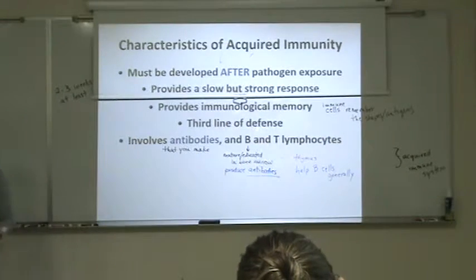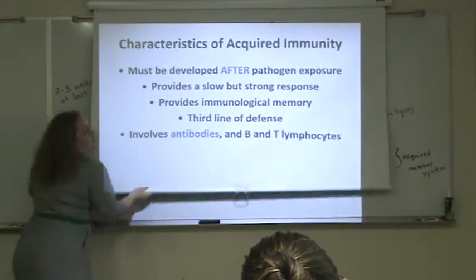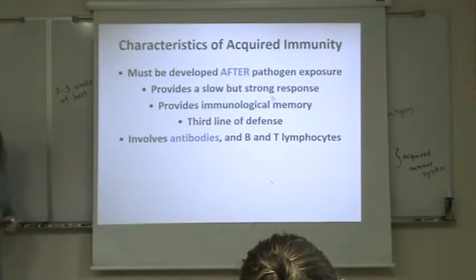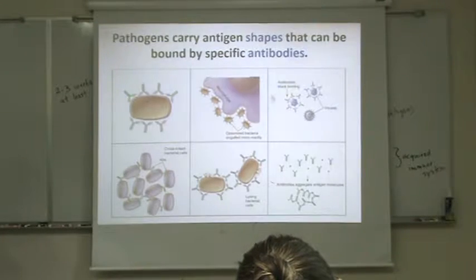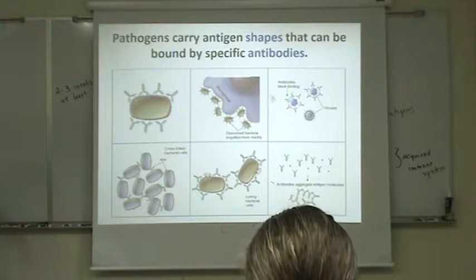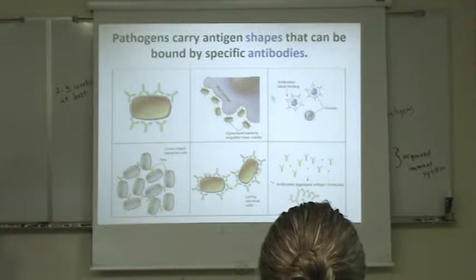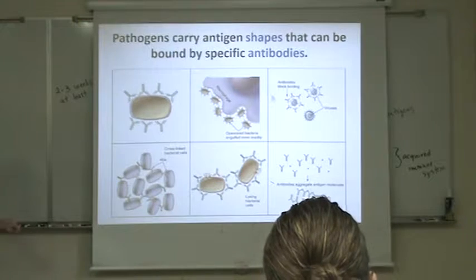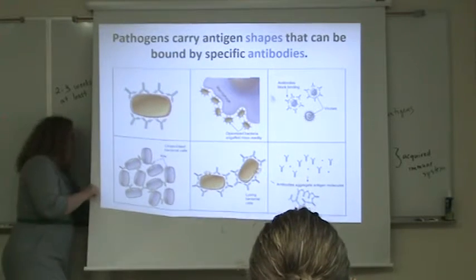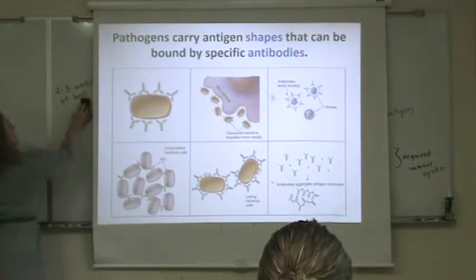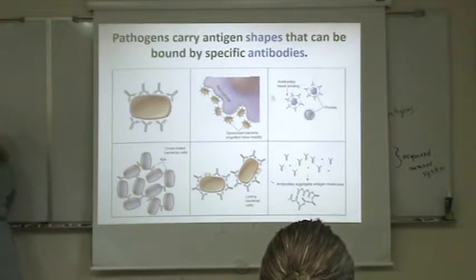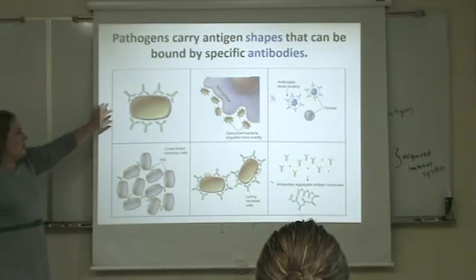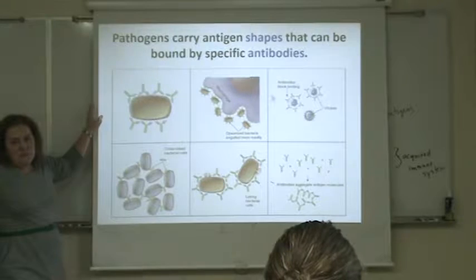So antibodies, if we have antibodies against a certain substance, it's because they're made by the acquired immune system. The antibodies bind to specific shapes called antigens that are on the surface of pathogens.